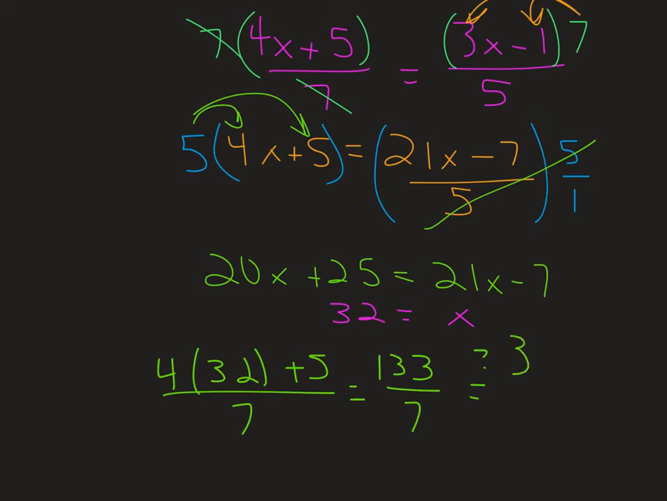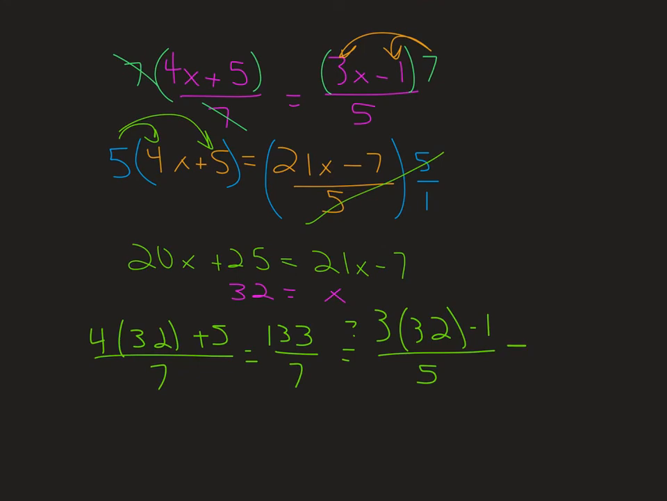And that's 3 times 32 minus 1 over 5. Let's shrink some more so I have space. Over here, we get 3 times 32, which is 96. Minus 1 is 95 over 5. Oh, now we need to do some division. Well, 133 over 7 is 19. 95 over 5 is also 19, so those are in fact equal, so we did it.